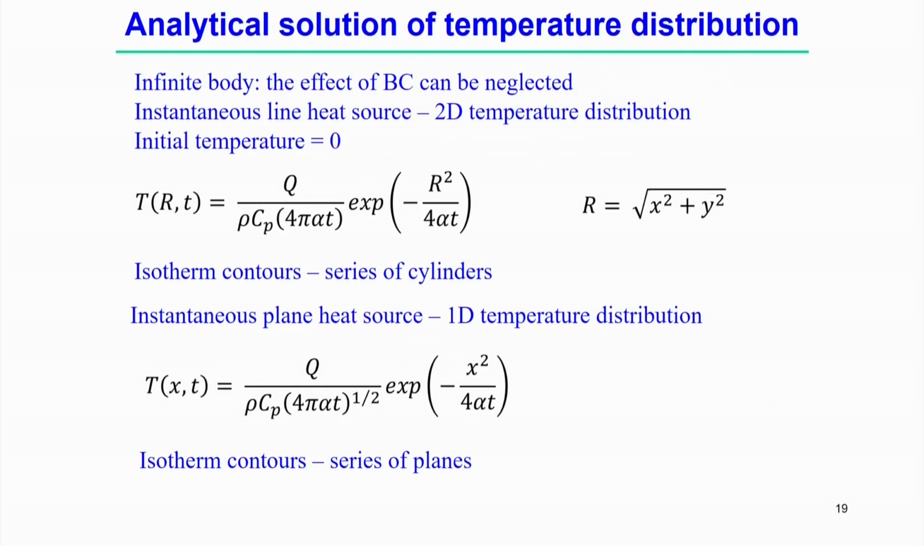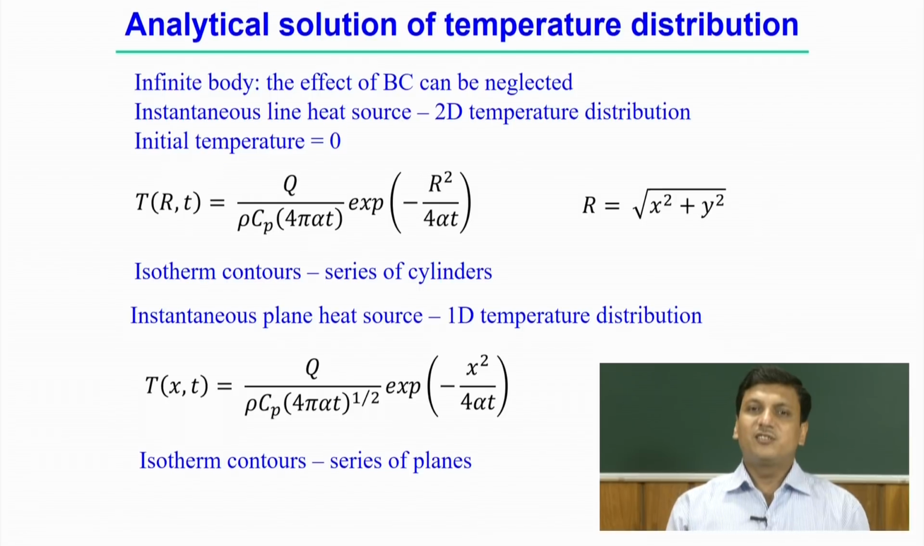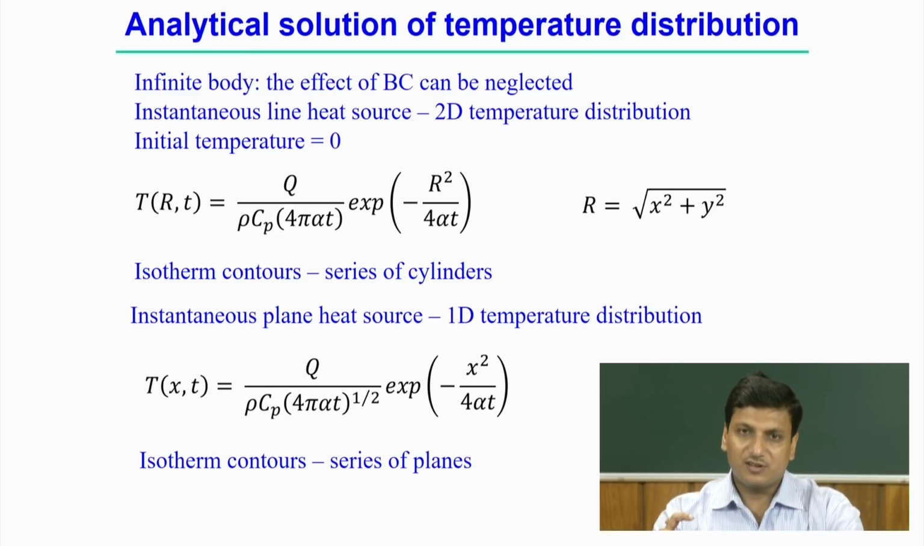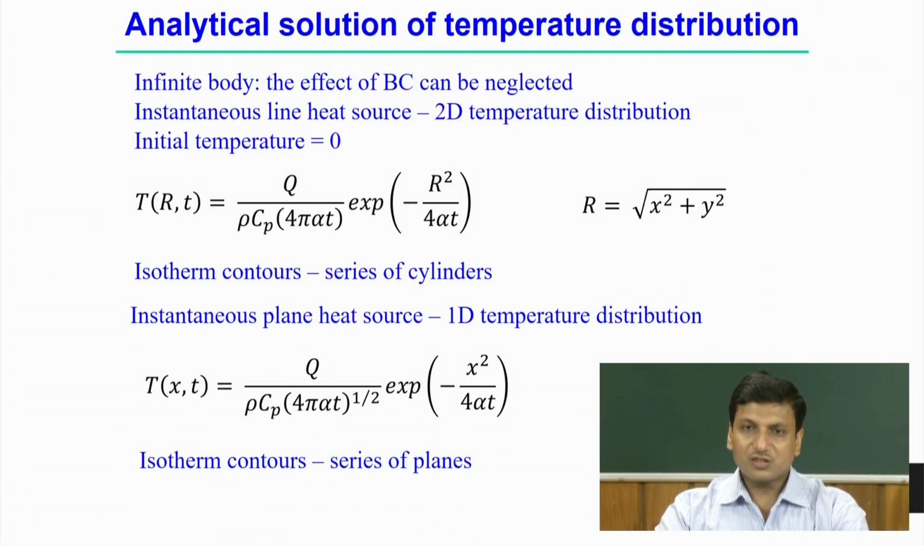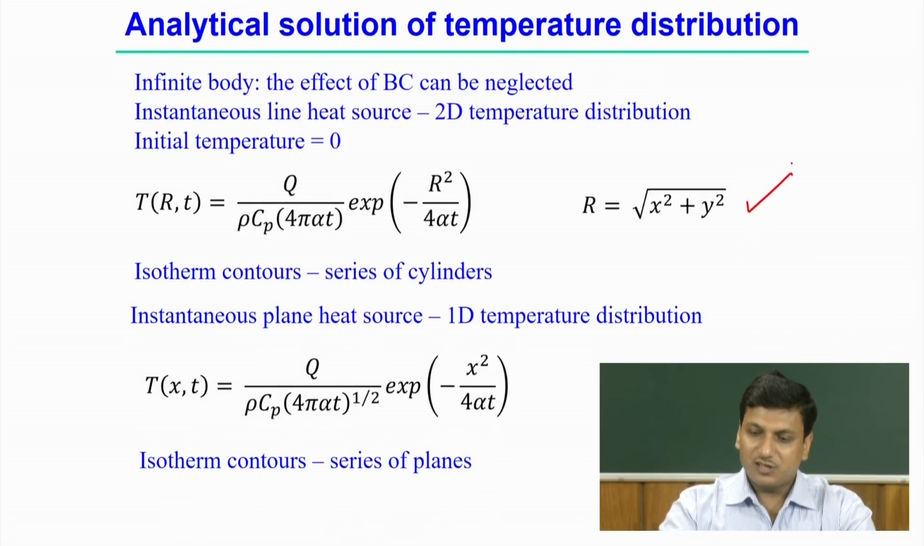Now, if we look into another type of analytical solution, again an infinite body, such that the effect of the boundary condition can be neglected. The next assumption is the instantaneous line heat source. That means the heat source is not one specific point, rather the release of heat happens over a finite length of line. In this case it is possible to estimate the 2-dimensional temperature distribution, and of course we assume the initial temperature equal to 0.